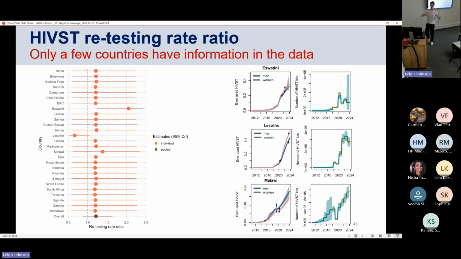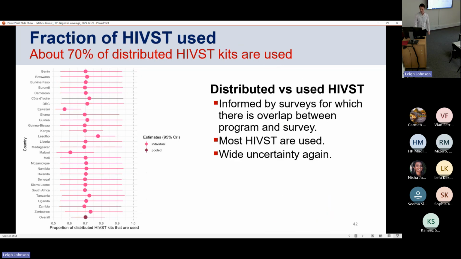But basically, the idea is that we can estimate the rate ratio based on the increase in the number of tests from one survey to the other. The proportion of tests that are being distributed is also informed by the triangulation. Here we have a little bit more information, but there's also a wide uncertainty. And overall, it's probably 70% of kits that are used.